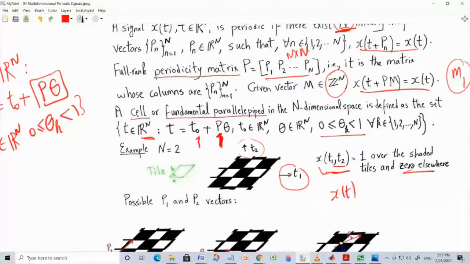Okay, so is this function periodic? This pattern goes on forever in all directions. The question is, can you give me 2 directions that are linearly independent, so they cannot be parallel, such that if I move along any of these 2 directions, I will reach the same value of the function? Basically, the vectors of periodicity are not unique.